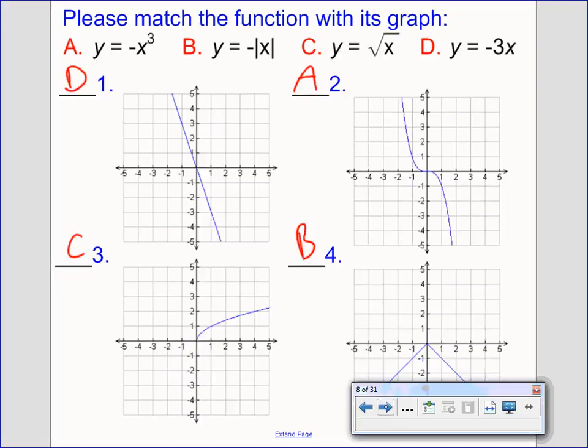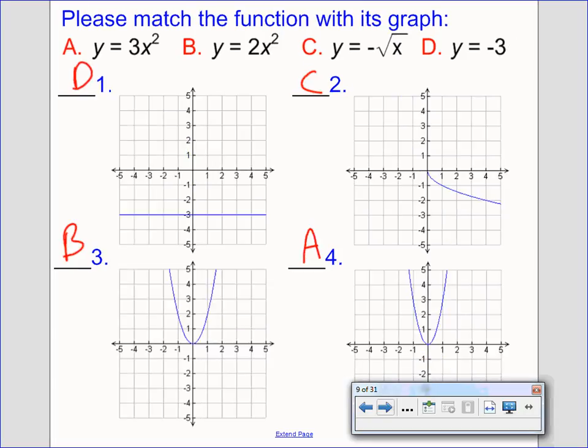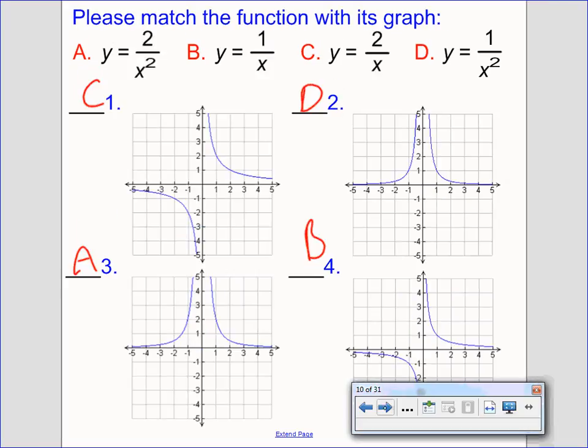Next, 1, D, decimal, 2, A, algebra, 3, calculator, 4, B, binomial. Next, left, right, 1, D, decimal, 2, C, calculator, 3, B, Bernoulli, 4, A, algorithm. Next, 1, C, calculus, 2, D, decimal, 3, A, algebra, 4, B, binomial.